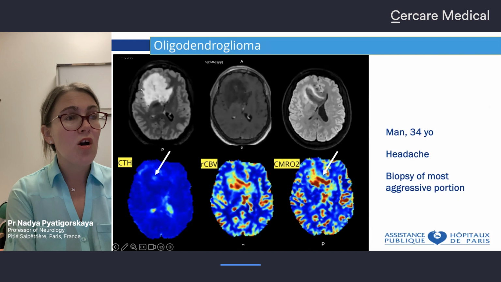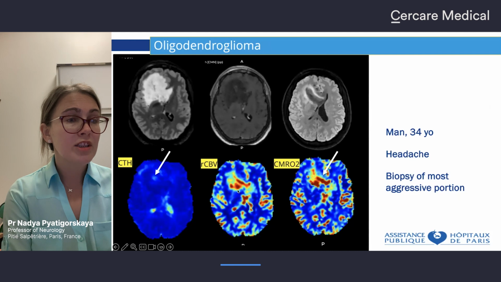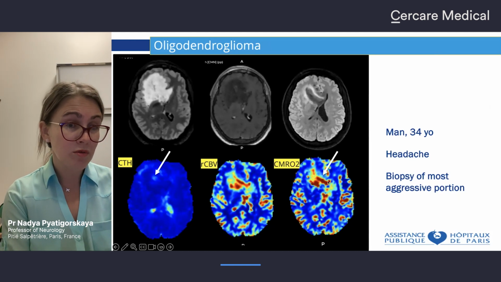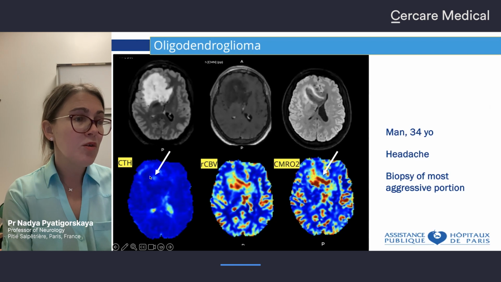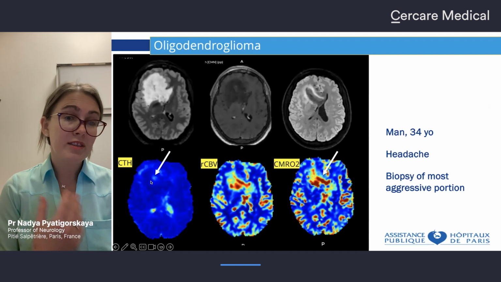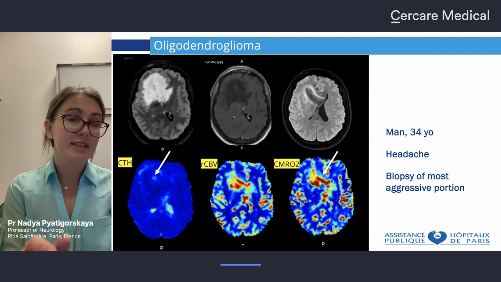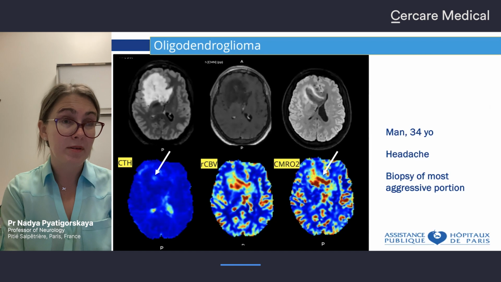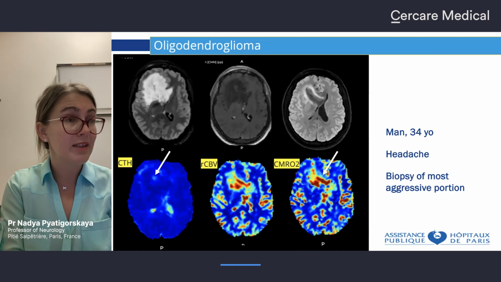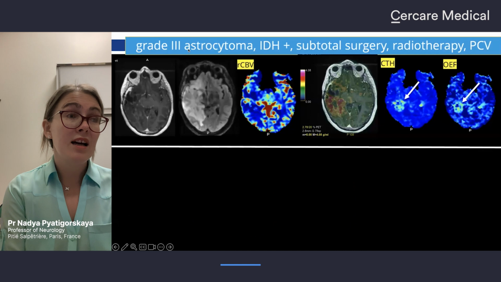So here we have all this large infiltration, almost no contrast enhancement, and there is this large portion that is hyperperfused. Some of it corresponds to high CMRO2, that is aggressive, but only one portion corresponds to high CTH. So we will suppose that we should go to this portion because we have most biomarkers that are suspicious in this portion that is probably the most aggressive.